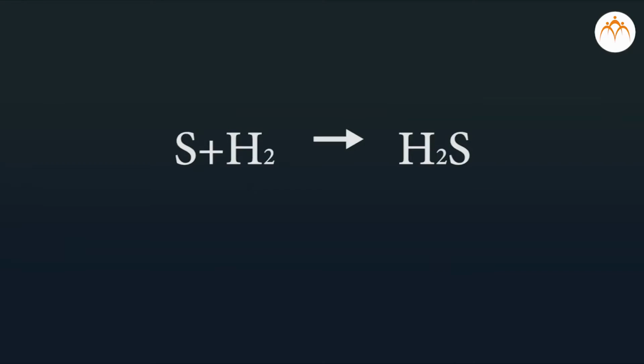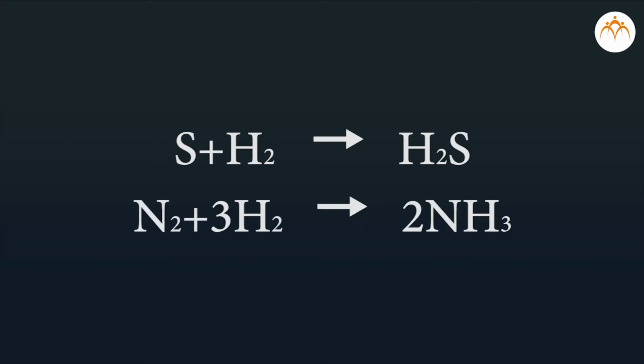Nonmetals react with hydrogen under certain conditions such as proper temperature, proper pressure, use of a catalyst, etc. Example, sulfur reacts with hydrogen at a certain temperature to form hydrogen sulfide. S plus H2 gives H2S. N2 plus 3H2 gives 2NH3. Nitrogen reacts with hydrogen to form ammonia.